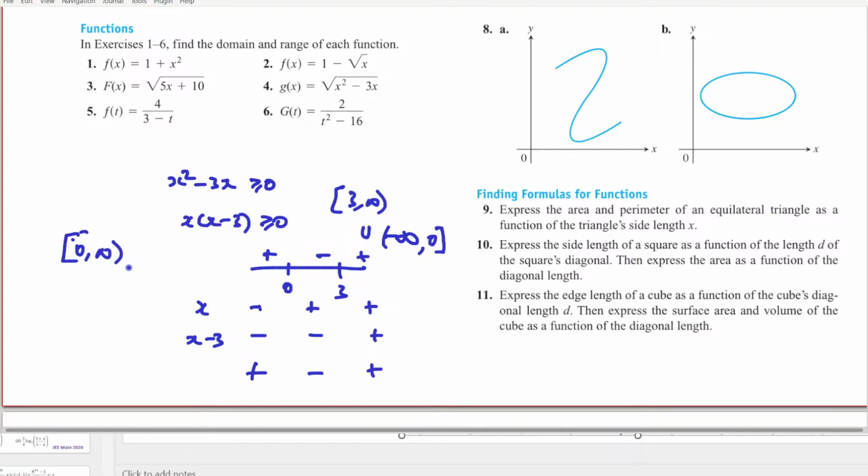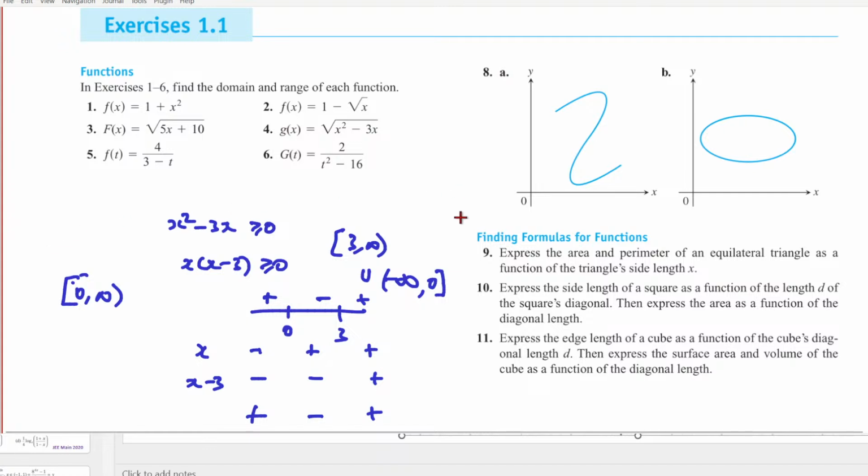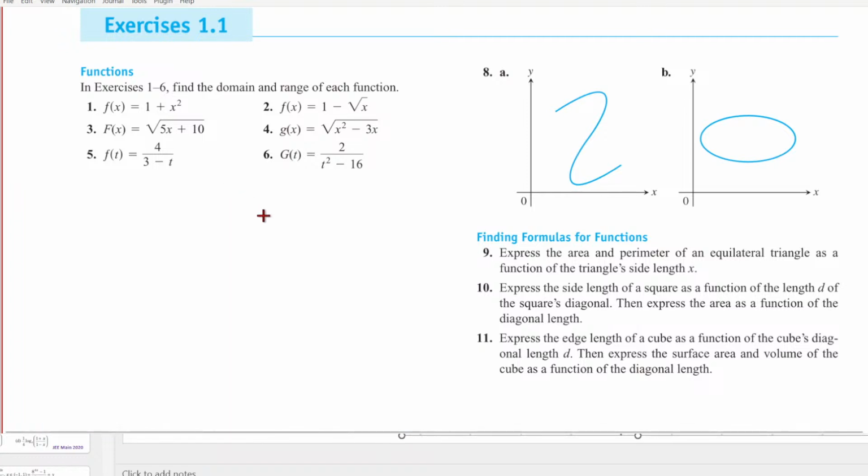Now fifth one. Sir, considering t to be x, domain is 3 to infinity. 3 to infinity. Okay.